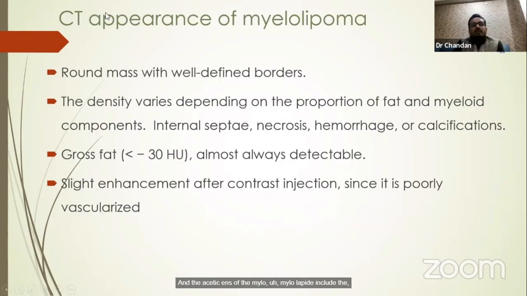The CT appearance of myelolipoma, as with a benign lesion, includes a rounded mass with well-defined borders. Densities vary depending upon the proportion of fat and myeloid components, internal septation, necrosis, hemorrhage, or calcification. Gross fat is almost always detectable, with attenuation less than -30, and slight enhancement after contrast injection is seen because it is poorly vascularized.